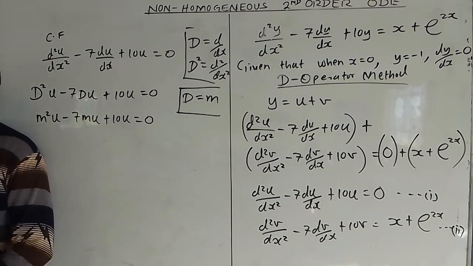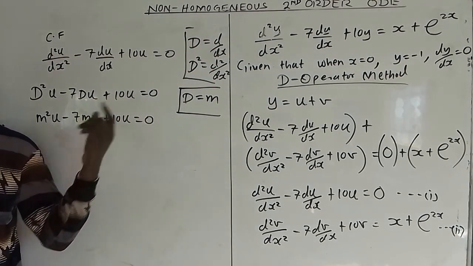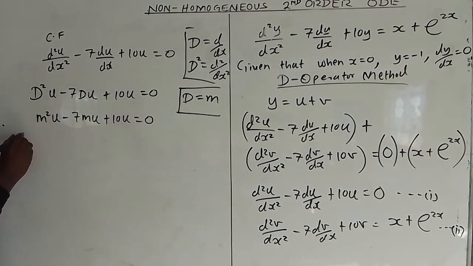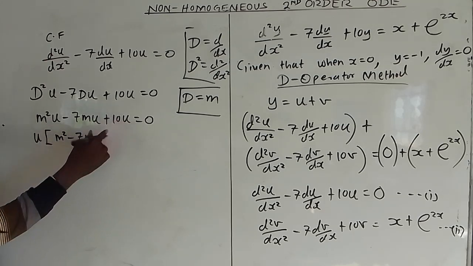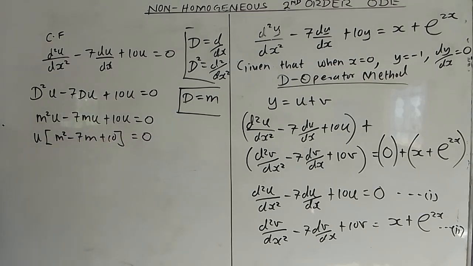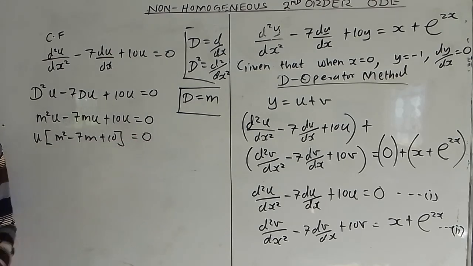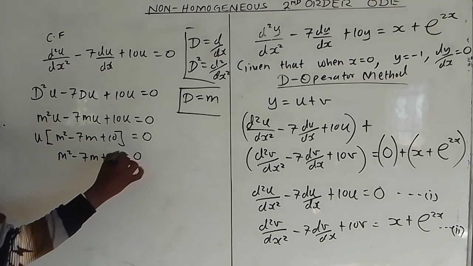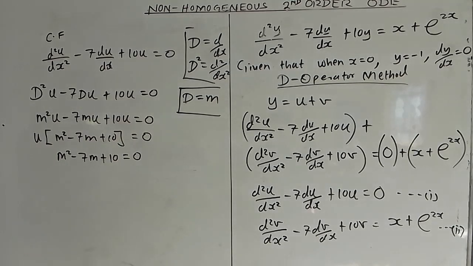So from there, u is a common factor. You are eliminating D with m because the derivatives cannot be solved quadratically, isn't it? If you factorize out u, you remain with m squared here, minus 7m here, and positive 10 here, equals 0. So either u equals 0 or this second factor equals 0. This second factor, m squared minus 7m plus 10 equals 0, gives us the auxiliary equation. Are we together? So we now need to solve the auxiliary equation.